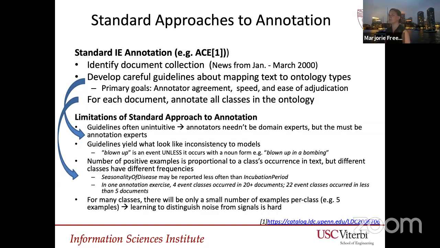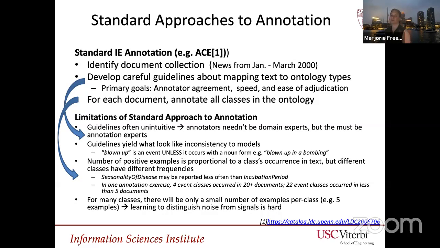And then because we're annotating in this case over a whole document, the number of positive examples that we get for training machine learning is going to be proportional to how frequent that class occurs in text. And so some classes are going to be very, very frequent. In this general news domain, you can imagine that meetings are very, very frequent. They occur all over the place.